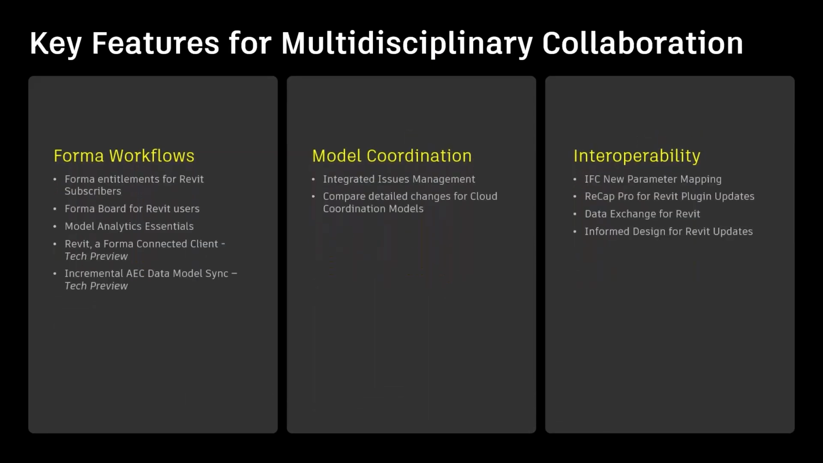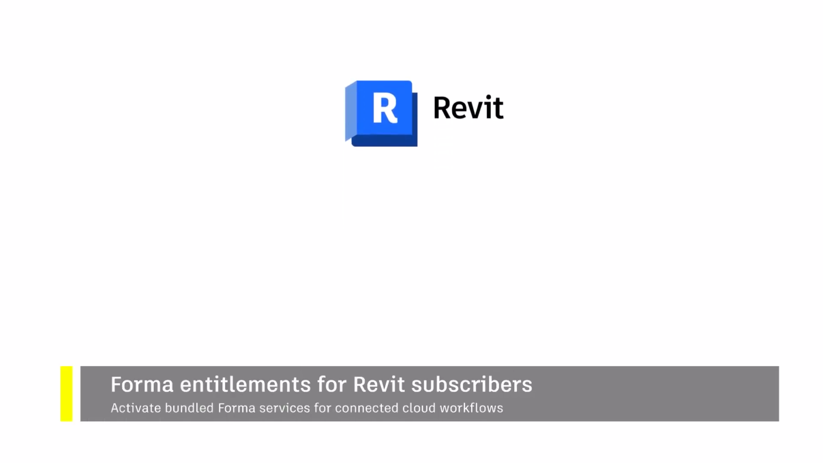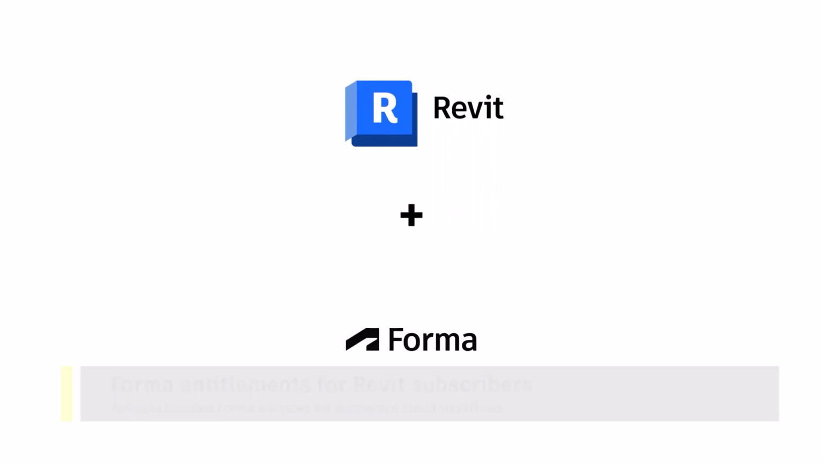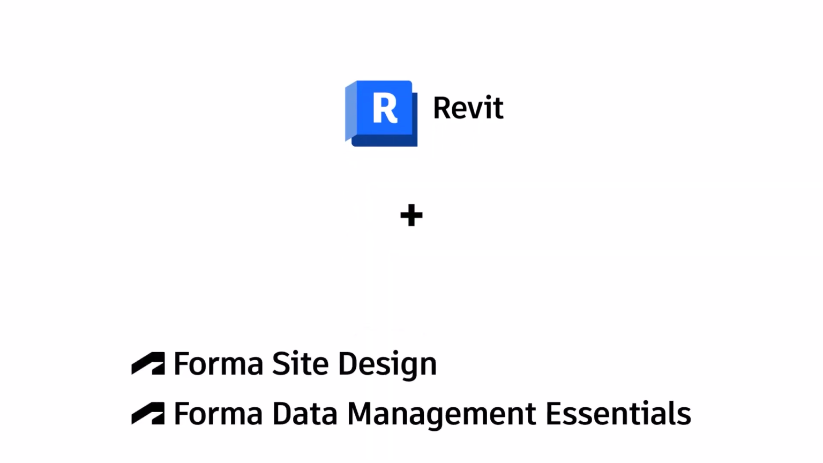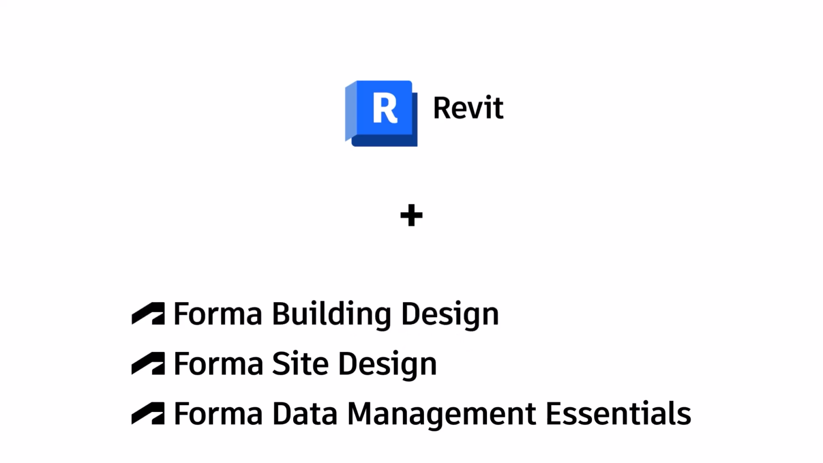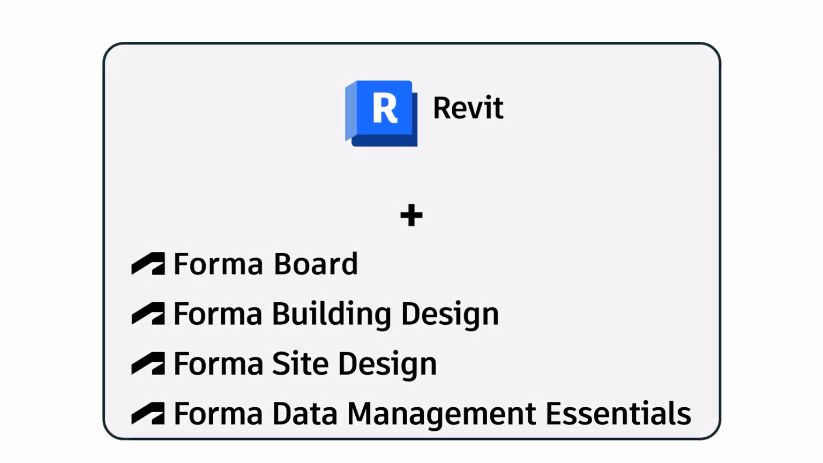Let's start with how Revit 2027 connects to the Forma ecosystem. Revit 2027 subscriptions now include bundled access to Forma data management essentials, site design, building design, and Forma board. This establishes a cloud foundation for connected workflows from early site studies through coordinated review.